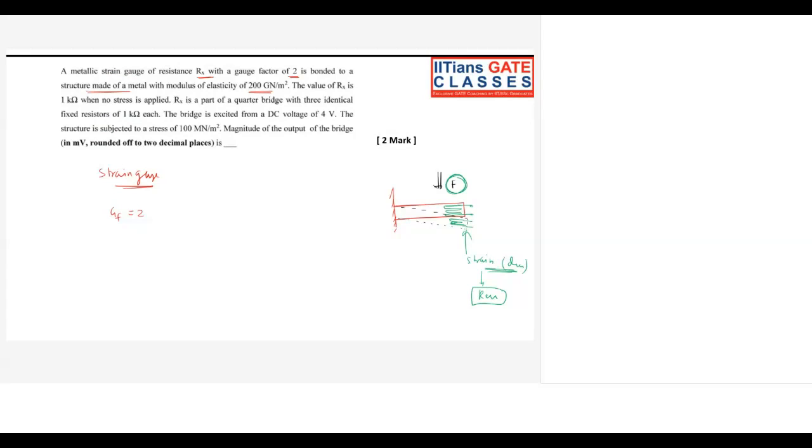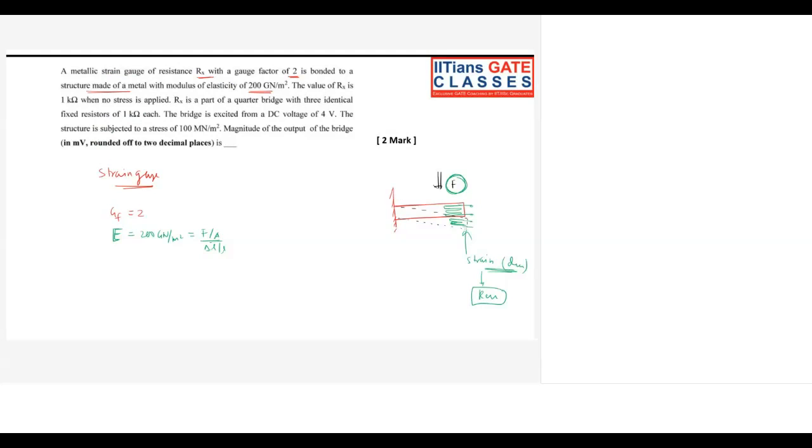So it is bonded to a structure made of metal with a modulus of elasticity of 200 giganewton per meter square. So we have the modulus of elasticity E as 200 giganewton per meter square. What is the modulus of elasticity? It is stress upon change in the dimension. So this would be F upon A upon delta L upon L, right? So you can quantify it as epsilon.